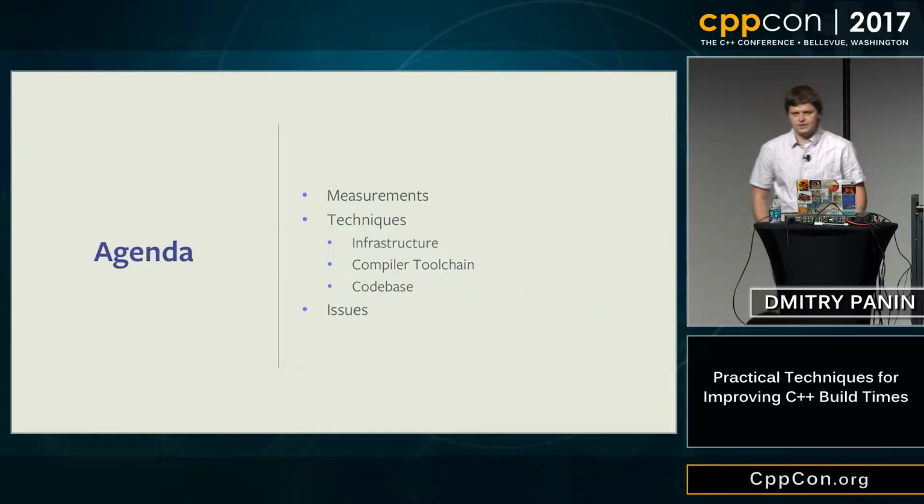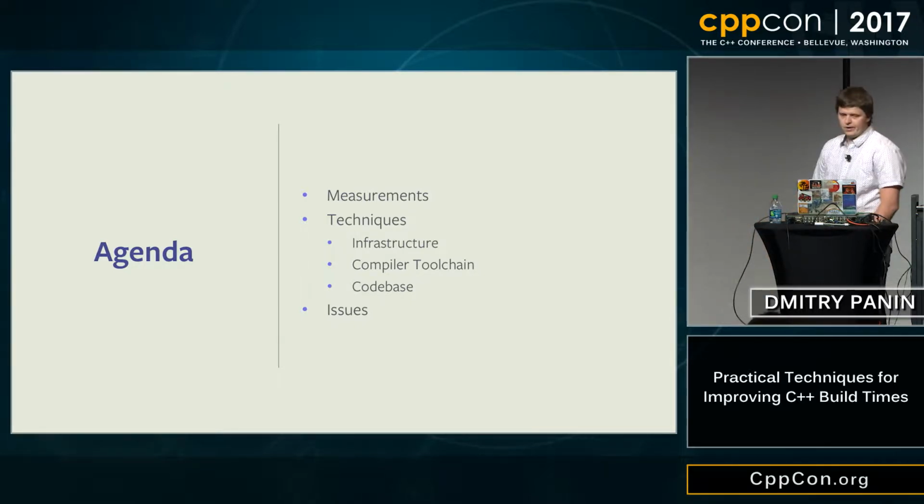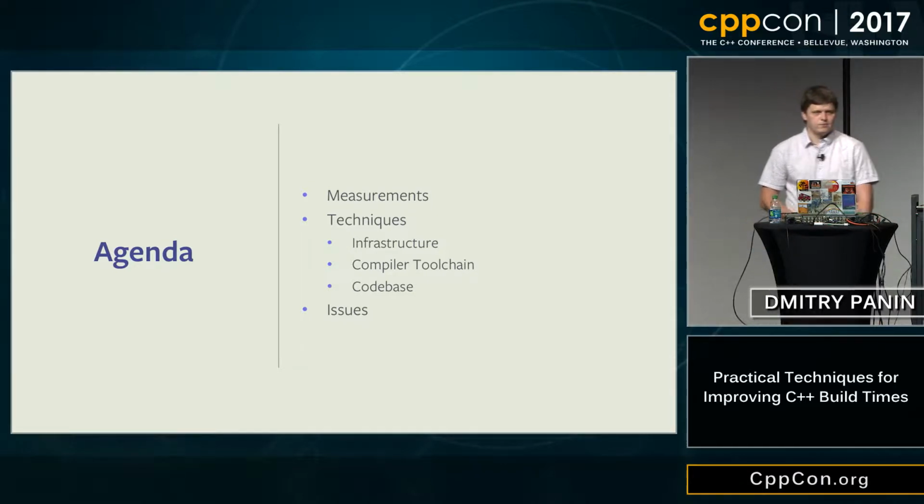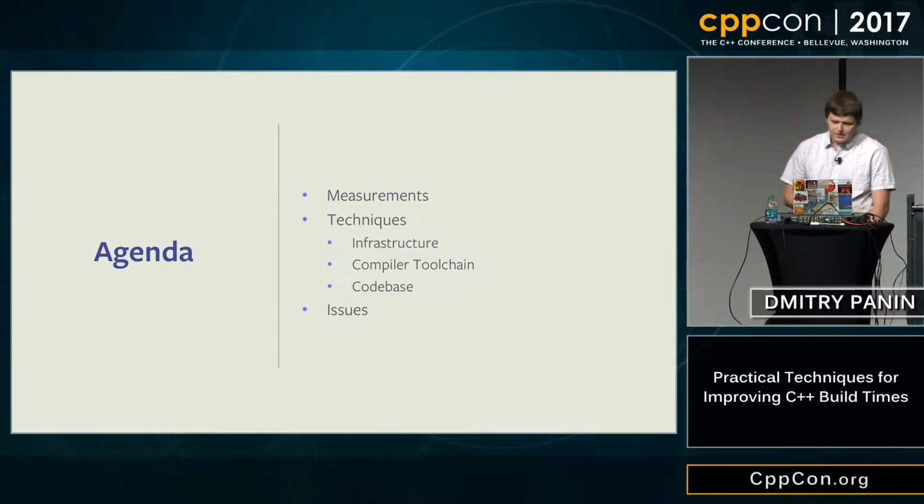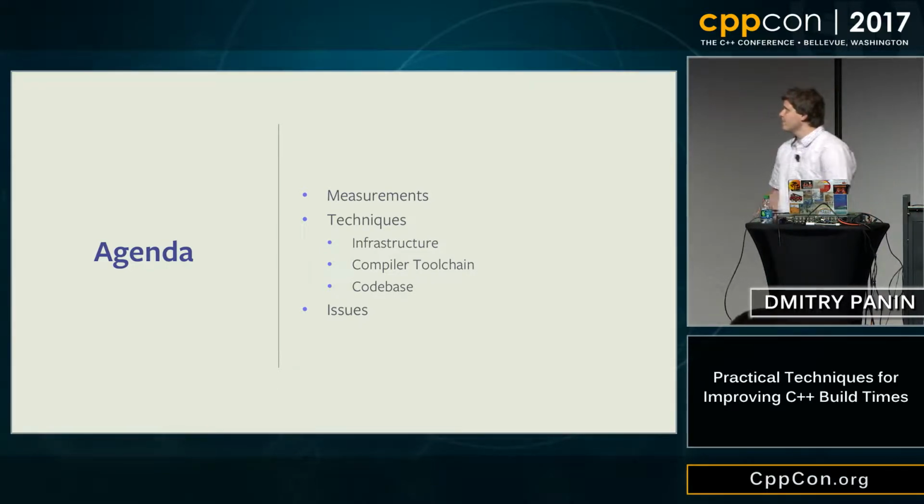OK, so let's start. Here are the things I want to cover today. So measurements: how can we actually measure build times, and why the naive approach doesn't work. Then we will talk about actual techniques, how to use open source components to build your build infrastructure so that you can build while you build. And compiler toolchain: how to make your compile faster without being a compiler guy, like me. I'm just a regular person. Code base: refactoring for fun and profit. And the last one will be issues, things that didn't work great or didn't work at all. You'll see when we get there.